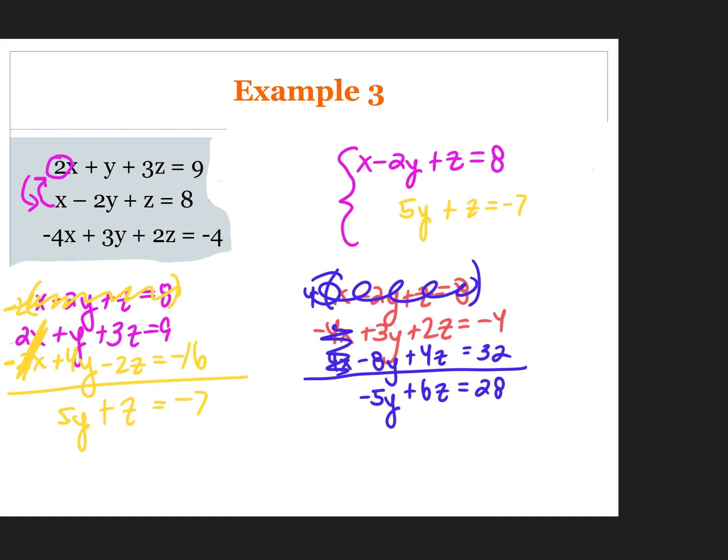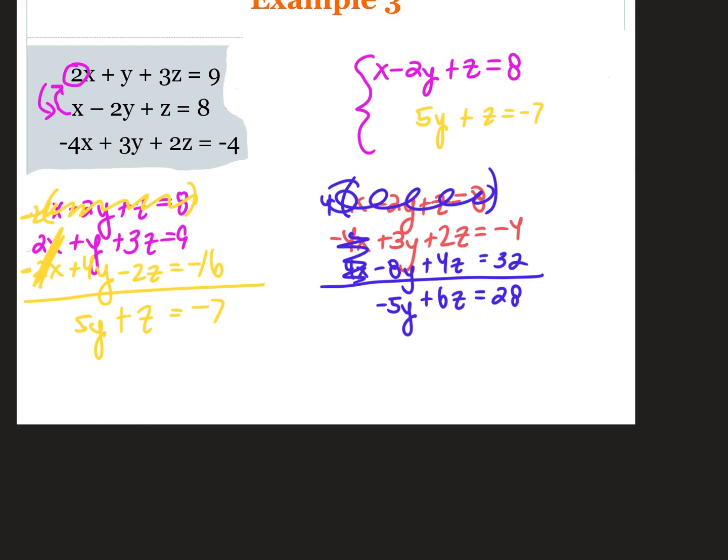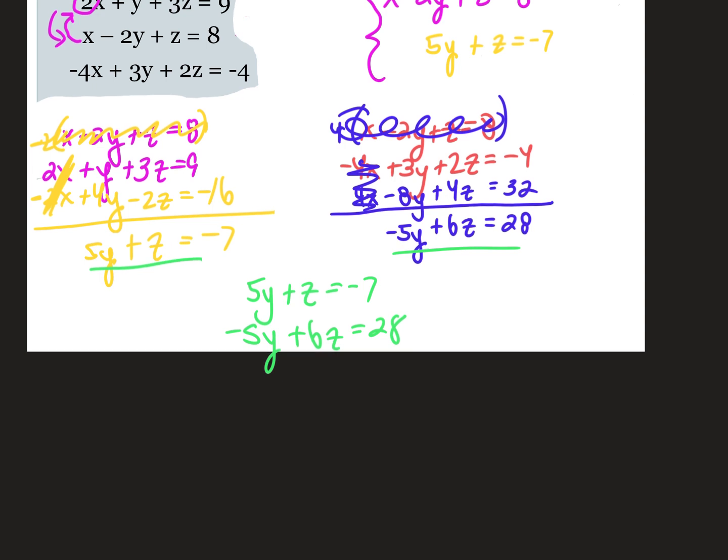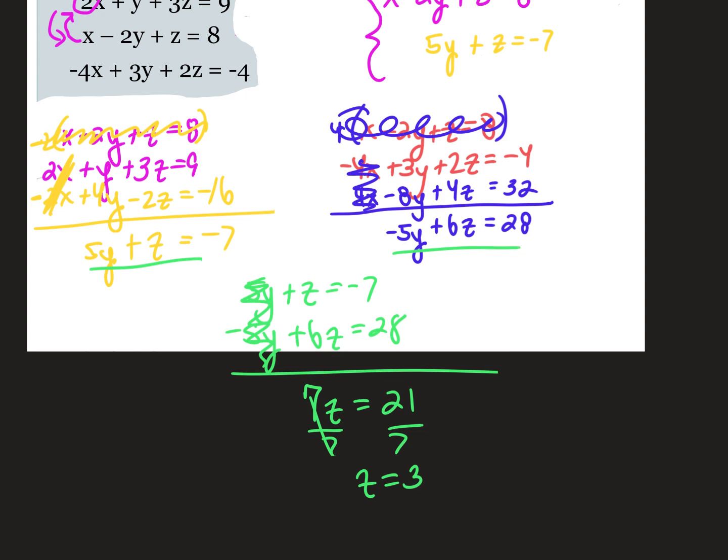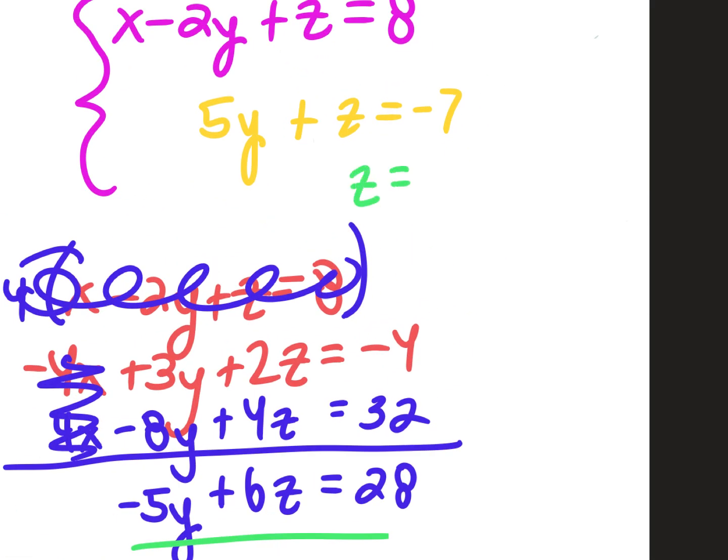I eliminated my x's. Now I'm going to take my two leftovers right here. I'm going to combine those two and get rid of the y's. Does not matter where you write what. I can write this one here and this one underneath. It doesn't matter which one goes first, which one goes second. It'll work out. So when I combine, I don't have to do anything, guys. My y's are already exact opposites of each other. So these will cancel. 1z plus 6z is 7z equals negative 7 and 28 is 21. Divide both sides by 7, and z equals 3. So there's my final equation, z equals 3.